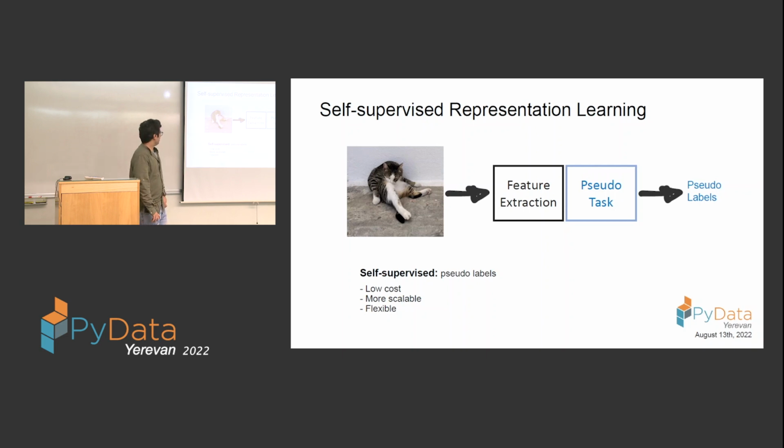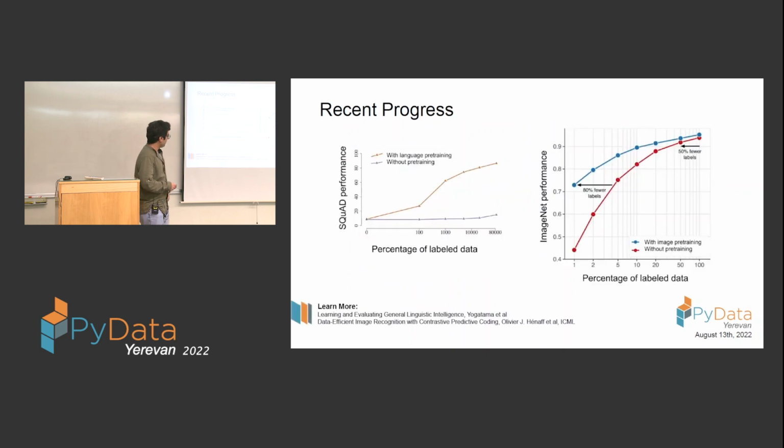In this case, we can do it at low cost because a machine generates the data, or rather the labels, and it's more scalable. You can just have an input of millions of data points and do it as well, and it's flexible. You can change it with different data.